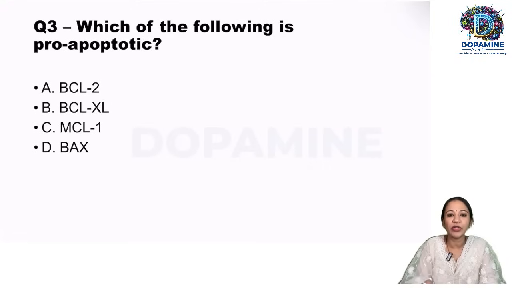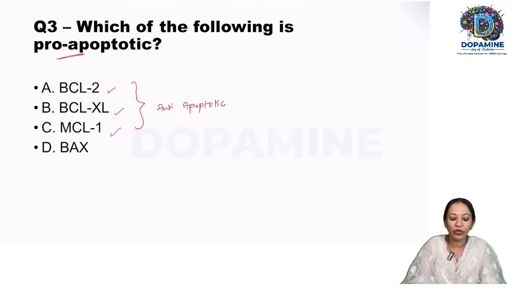A very basic question, which of the following is pro-apoptotic? So we know in apoptosis, which is programmed cell death, we have pro-apoptotic genes on one hand, we have anti-apoptotic genes on the other hand. So what are these pro-apoptotic genes? BCL2, BCLXL, MCL1. So all these 3 genes are anti-apoptotic.